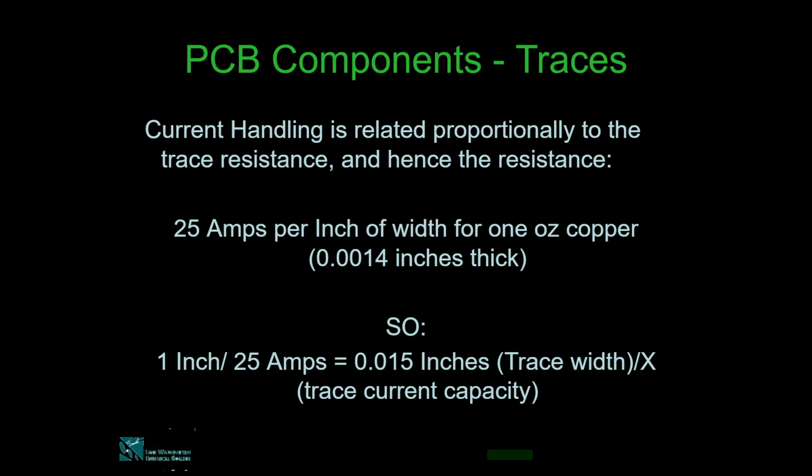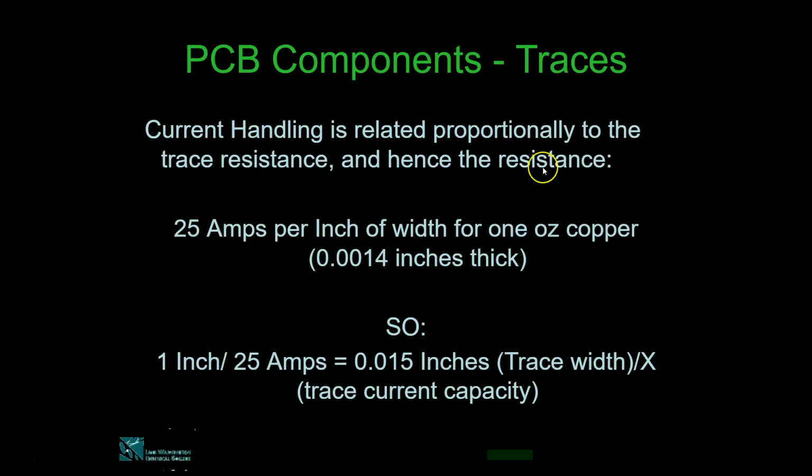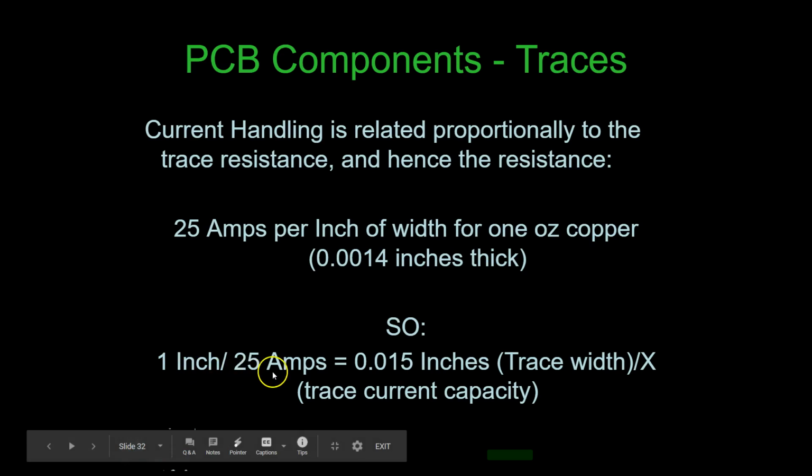Now, this slide explains that the current handling is related proportionally to the trace resistance and hence the resistance. So here the example is given: 25 amps per inch of width for 1 ounce copper, which means around 0.0014 inches thick. Or in another way, we can say that 1 inch per 25 amps will have 0.015 inches, which is basically the trace width divided by the trace current capacity.